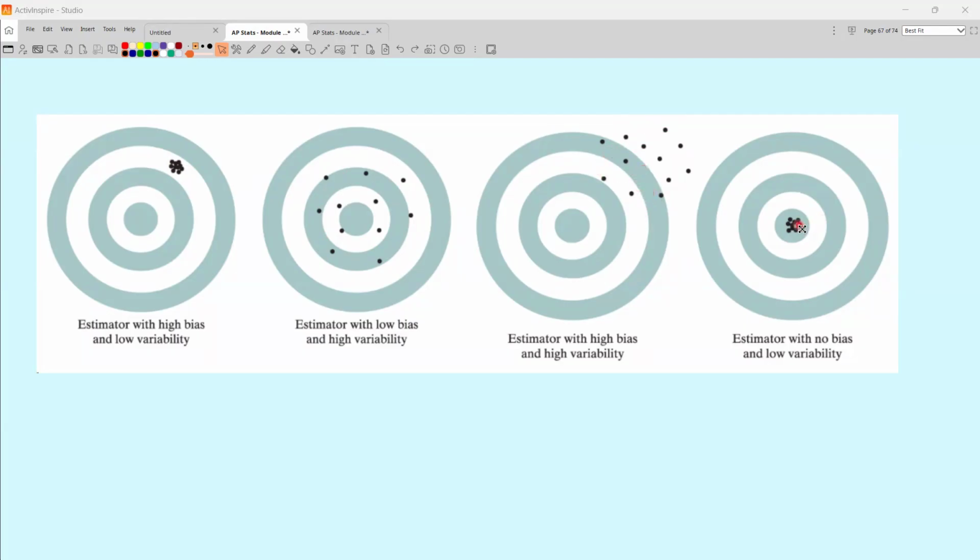And if you have a very precise and unbiased estimator, you're always going to hit that bullseye. So this is really the goal here. This is the sweet spot. Not going to hit that all the time, but that's the idea.